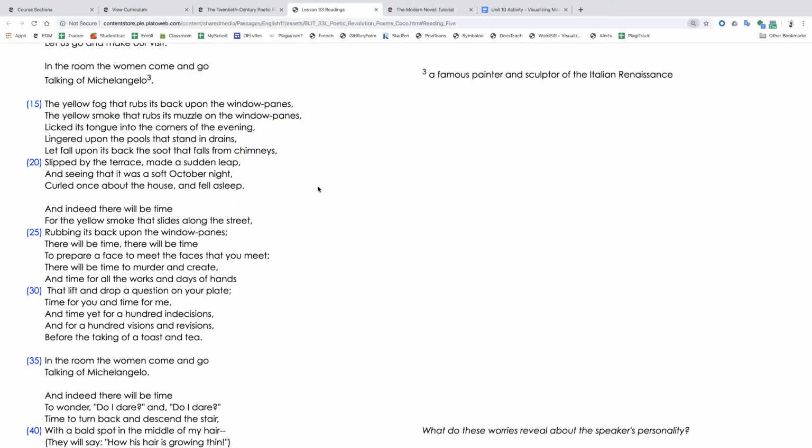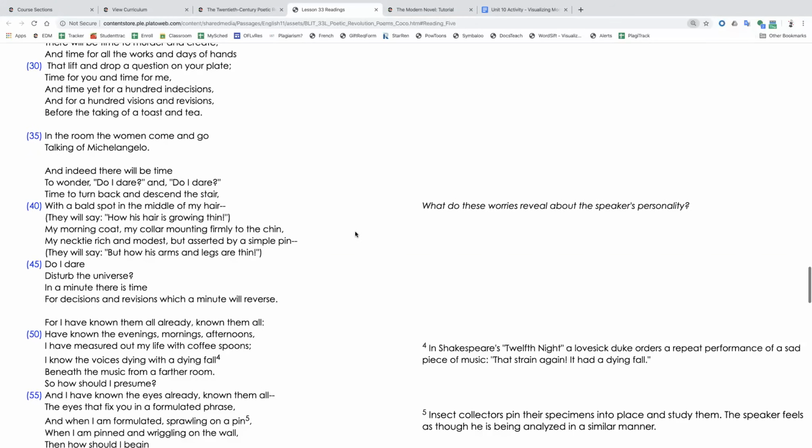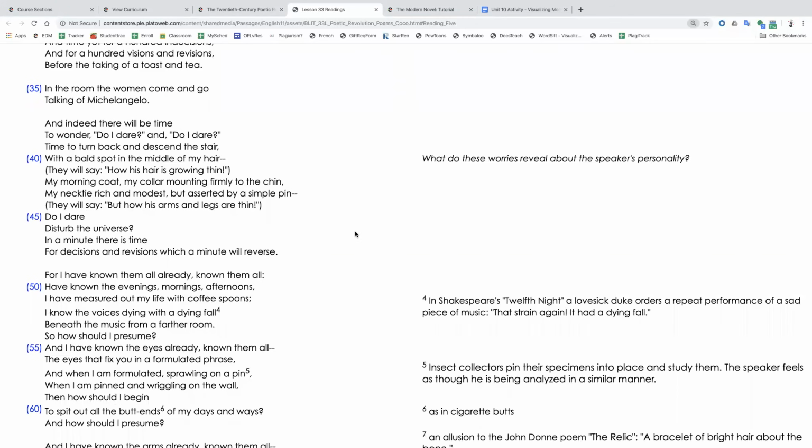Eliot loved cats, and so this is actually a description that he's doing of the fog curling around in this London street like a cat. And so he's just basically like, do I dare go to this party? They're just going to comment on how unattractive I am. I already know all these people. I know what this is going to be about.